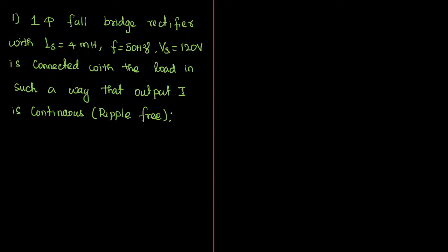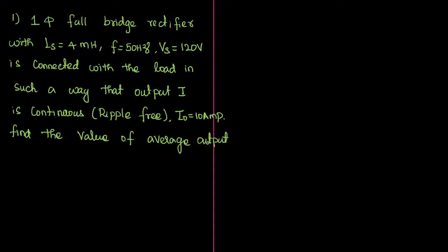Now what they told is the value of output current I naught, that is 10 ampere. It's a little big value only, right? So output current is given. Supply voltage is given. Now the question is, find the V naught average. Find the value of average output voltage.